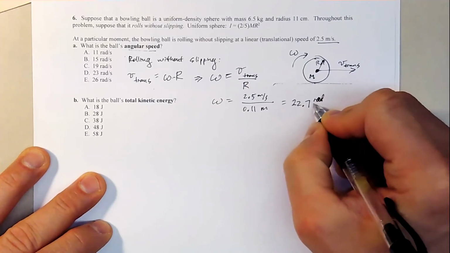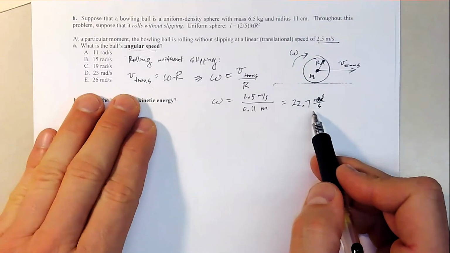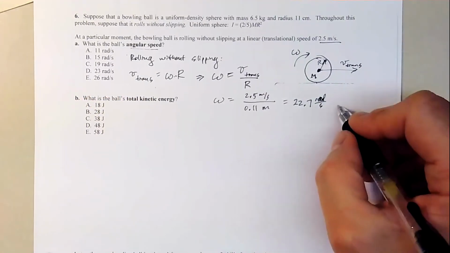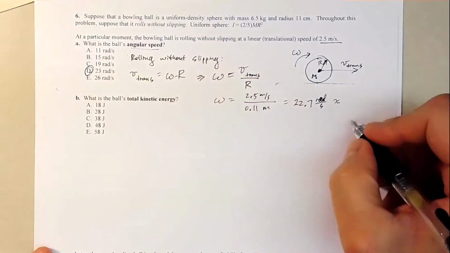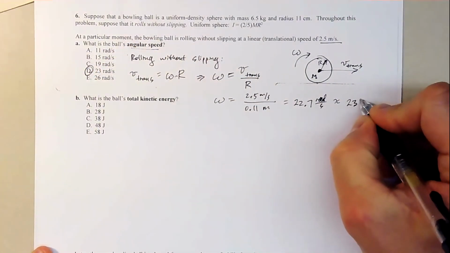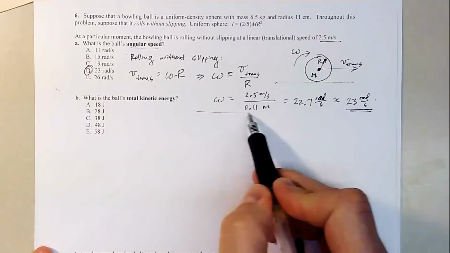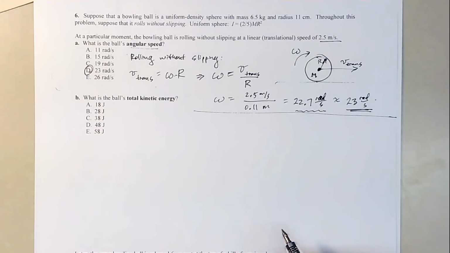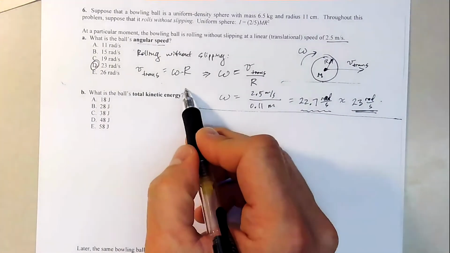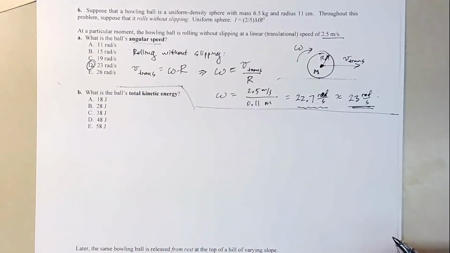Now I'm going to keep this extra sig fig here for use in later calculations like the total kinetic energy. But for the purposes of just answering this question, we need to round to 2 sig figs. So that's about 23 radians per second, if that's going to be a final answer. But I want to keep this value with additional sig figs for use in other calculations, again, to prevent round off errors.